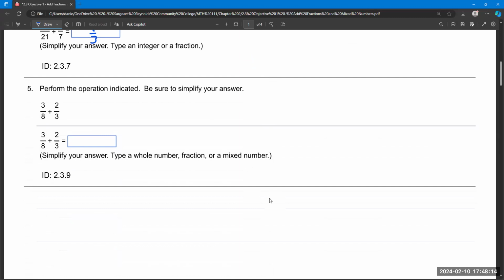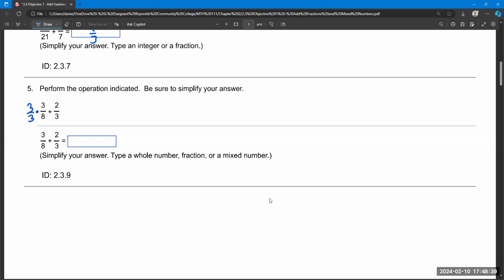8ths and thirds. 3 can't go into 8 evenly, so we're going to have to think of a number that both 8 and 3 go into evenly. The easiest thing to do to find a common denominator is to multiply these two numbers together. It may not be the least common denominator, but in this case it will be, since 8 is only made of 2's, and that's 3. They don't have any common factors.